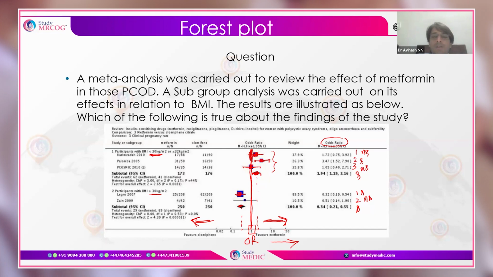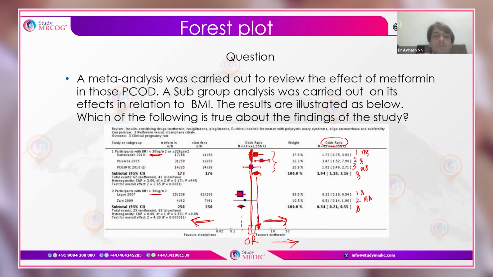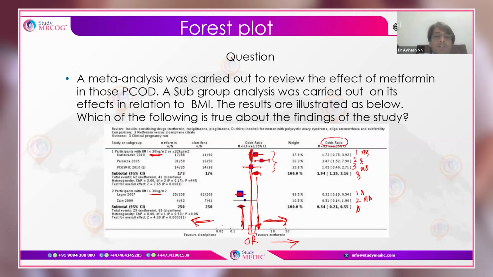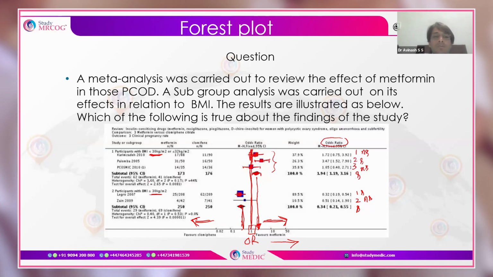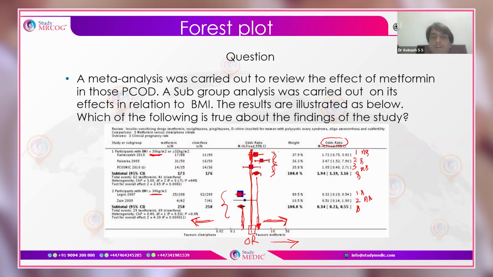So it favors metformin when the odds are more than 1. Here in the group of patients with BMI less than 30 kg per meter square, the overall estimate is favoring metformin. Clomiphene is favored to give a good effect in participants with BMI more than 30 kg per meter square. More than 30 means obese. In obese, clomiphene is favored, and in non-obese, metformin is favored according to this forest plot analysis.